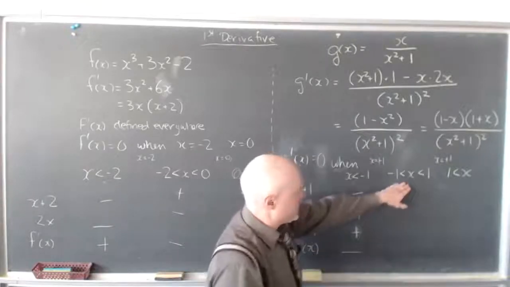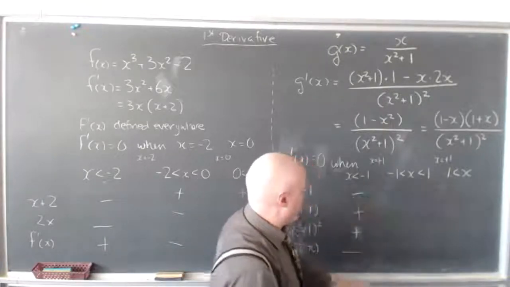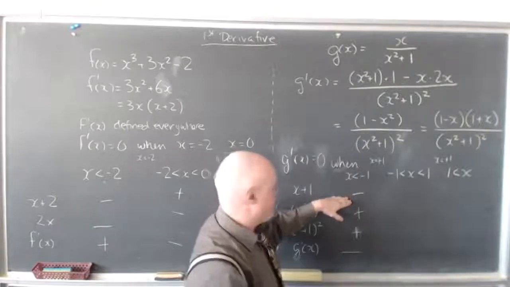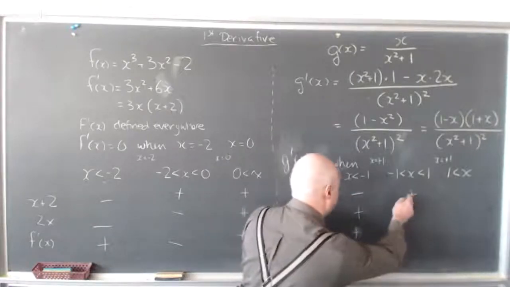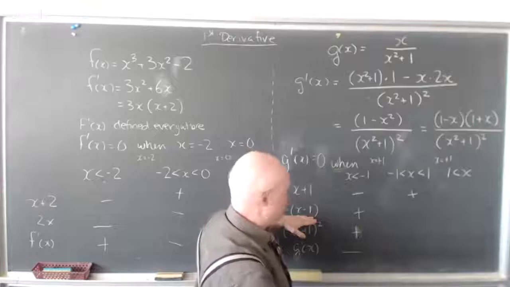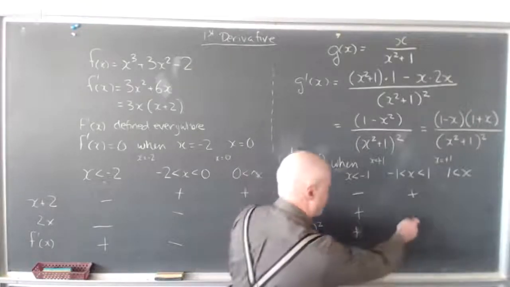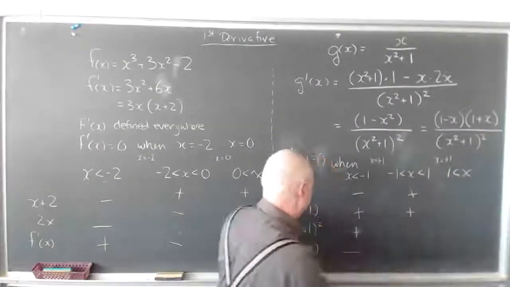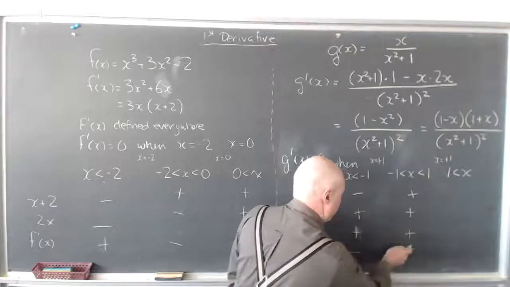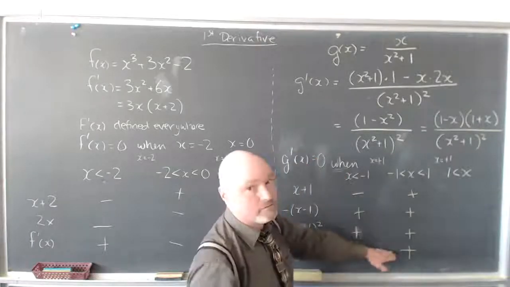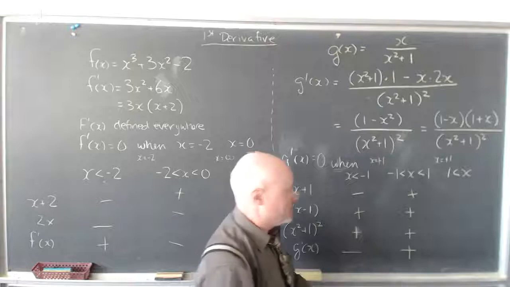Okay, so x is between negative 1 and 1 in this second interval. So for example, 0 plus 1 is positive, 0 minus 1, and the opposite sign of that, is also positive, and this is always positive. And so the derivative is positive, and the function is increasing in that interval.